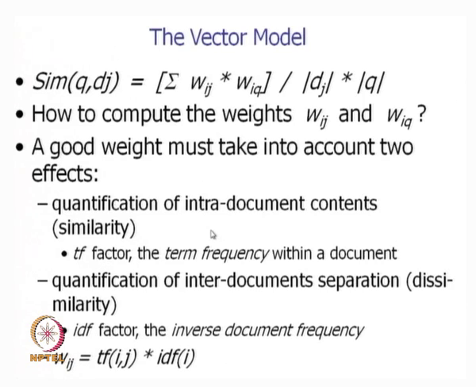So, the slide expresses this factor and says that there is something called the TF factor, which captures intra-document content similarity, and there is this IDF factor which achieves inter-document separation, and the weightage is equal to term frequency of ij into inverse document frequency of i. Here TFij means the term frequency of keyword i in the jth document. How many times does the keyword i appear in the jth document, and IDF of the keyword i will be defined shortly.